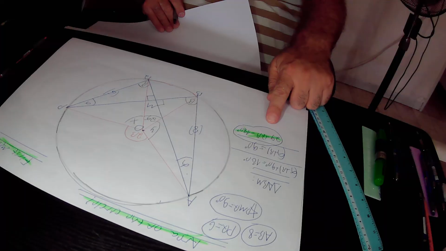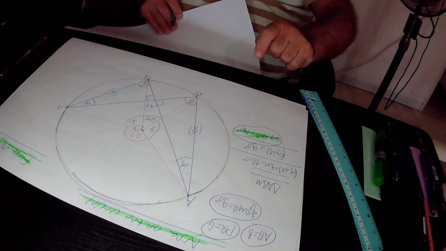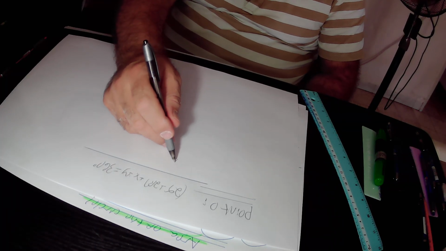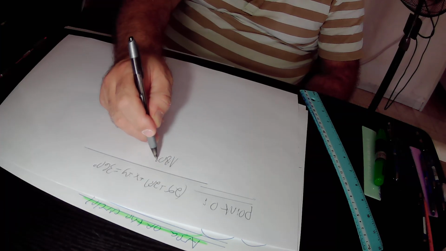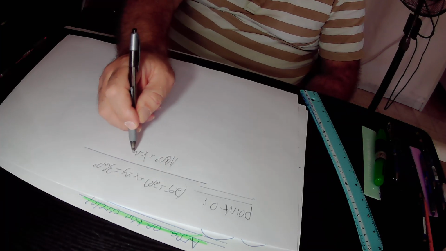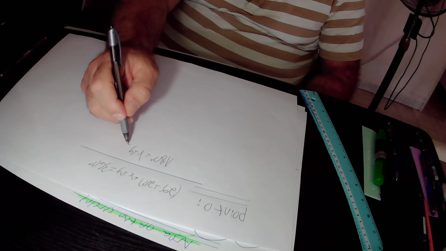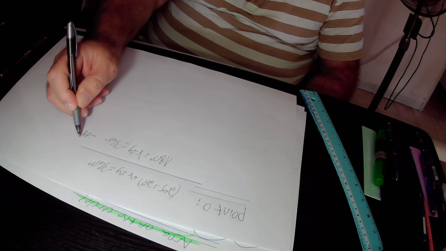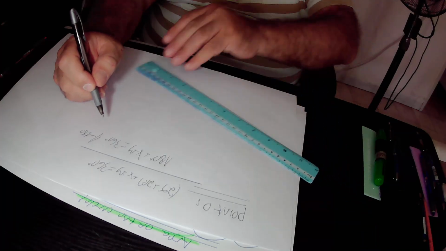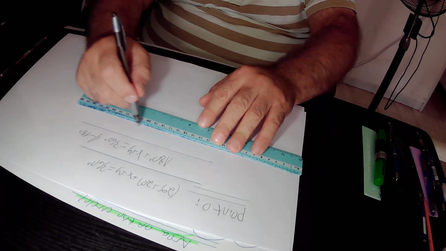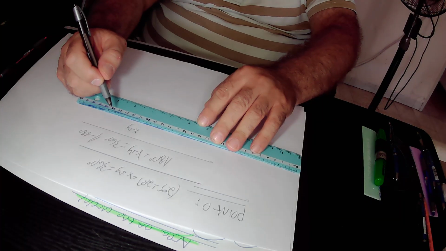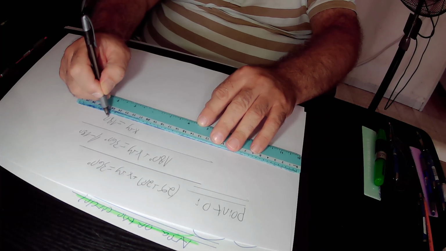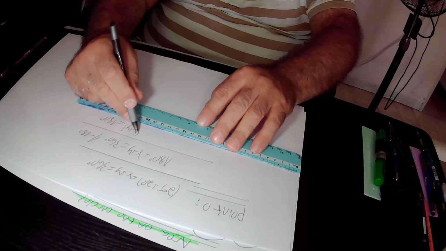But we have already found out that 2 alpha plus 2 beta equals 180 degrees. Therefore, we can substitute 2 alpha plus 2 beta here by 180 degrees. So 180 degrees plus X plus Y, in total, are equal to 360 degrees. Here we subtract 180 degrees from this equation, and we get that X plus Y equals 360 degrees minus 180 degrees, which is 180 degrees. So we found out that X plus Y equals 180 degrees.